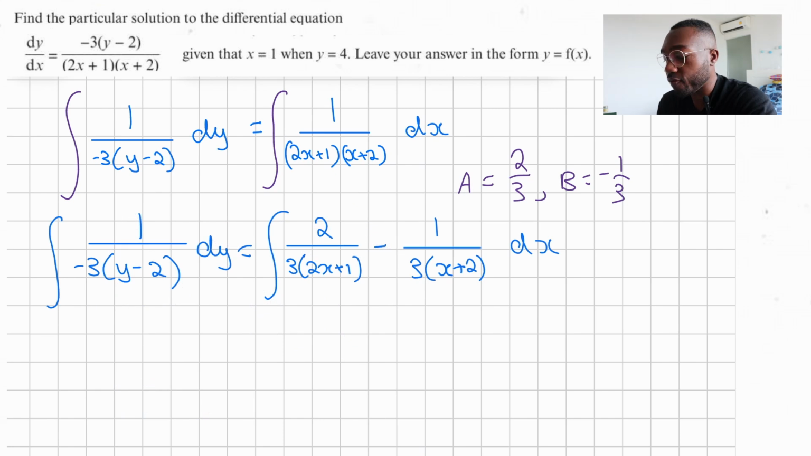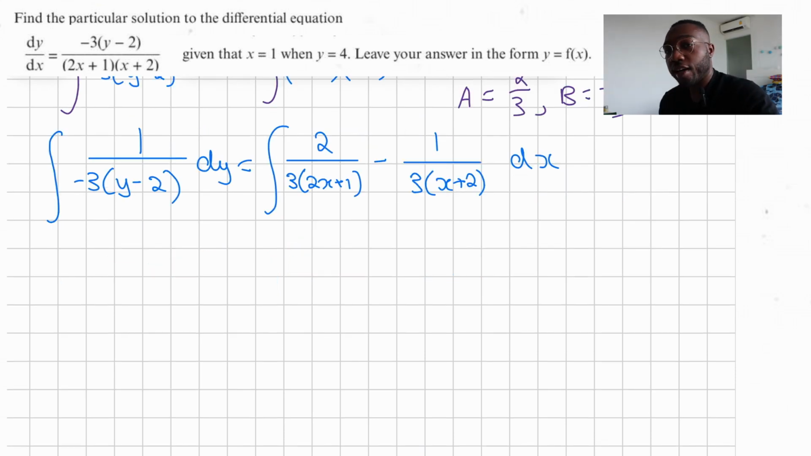So now, as you can see, what I've done is I've split up that fraction into partial fractions. So now we have 2 over 3 times (2x plus 1) and then minus 1 over 3 times (x plus 2). And now we have it in a form where we can integrate. So before I integrate, I'm going to take out the factor of minus 1 over 3 just to make it easier. I'm going to put it outside.